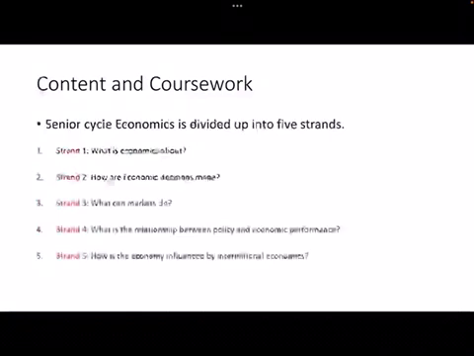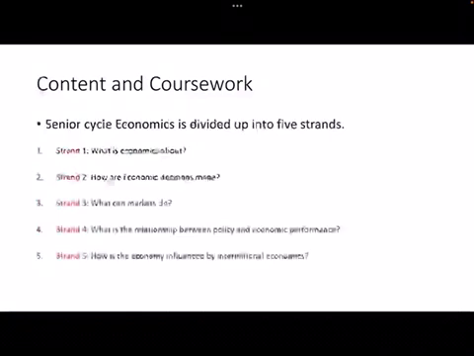The senior cycle economics is divided up into 5 strands. Strand 1 is what is economics about. Strand 2, how are economics decisions made. Strand 3, what can markets do? Strand 4, what is the relationship between policy and economic performance? And Strand 5, how is the economy influenced by international economics?